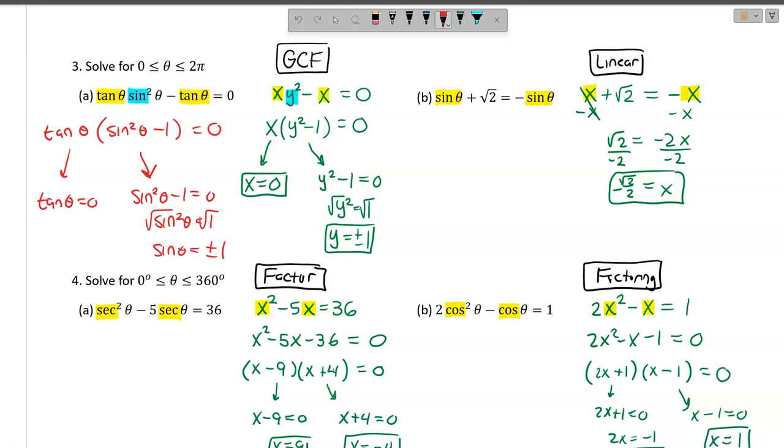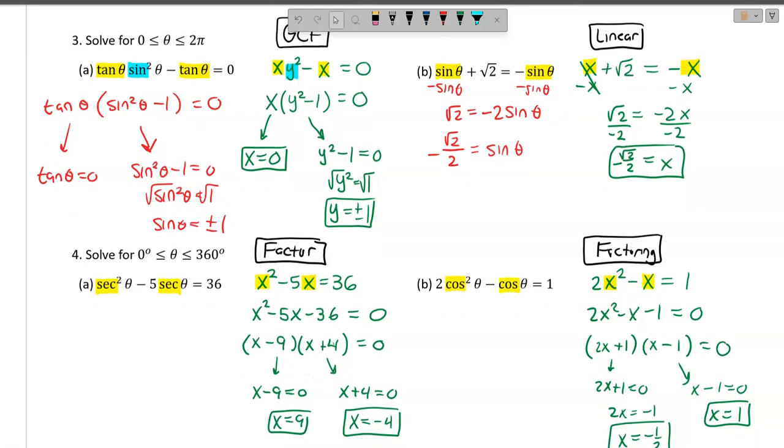Moving over to this problem, we would do the same exact process of subtracting sine from both sides. So we would get the square root of 2 equals negative 2 sine of theta. Divide both sides by negative 2, so we get square root of 2 over 2 equals sine theta. Notice I'm not circling these because there is more that we need to address.